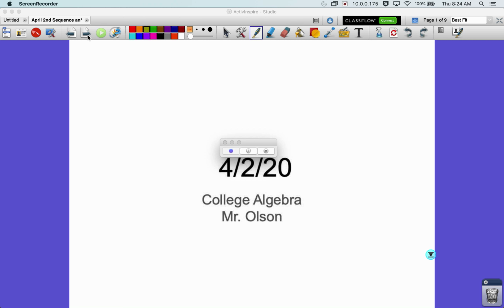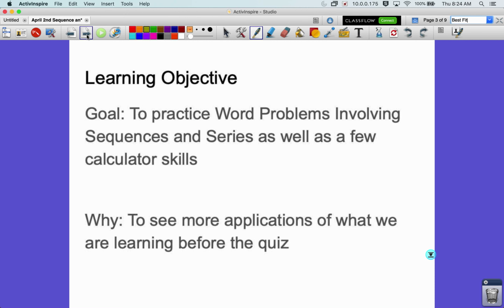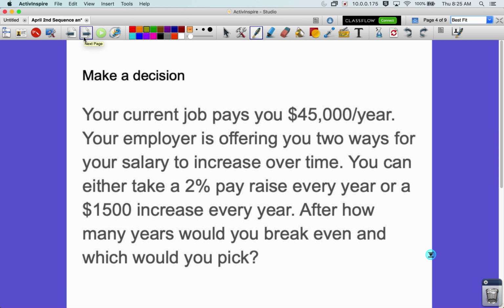Going to be talking about some word problems today. Goal is to practice word problems involving sequences and series, as well as a few calculator skills. This is going to help get us ready for our quiz coming up and maybe give us some math that we could use down the road as we are doing things like trying to decide what kind of raises we want, which is exactly what our first problem is about.